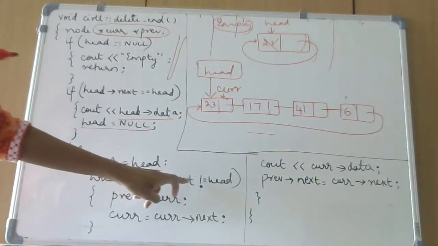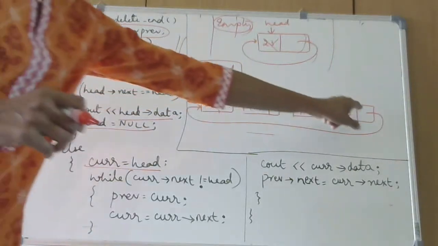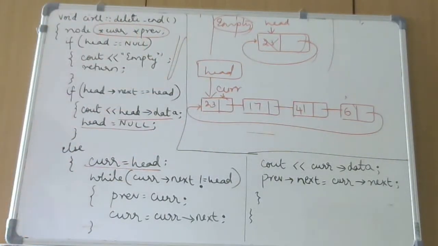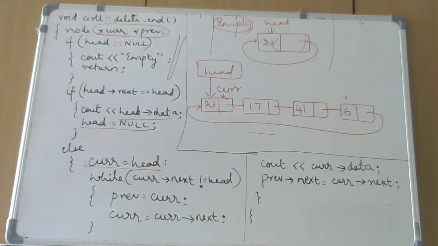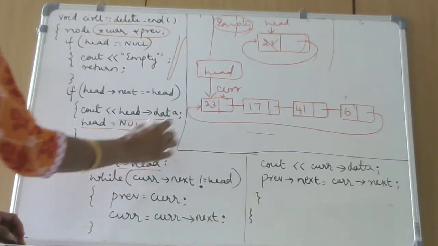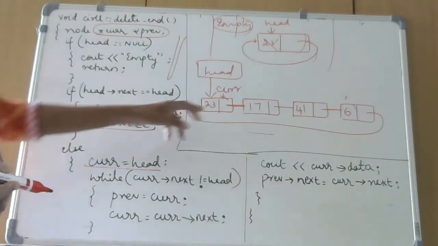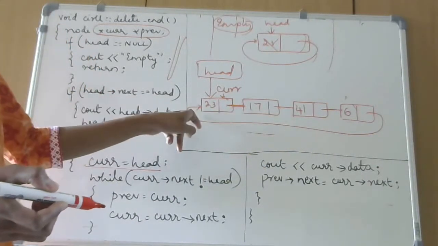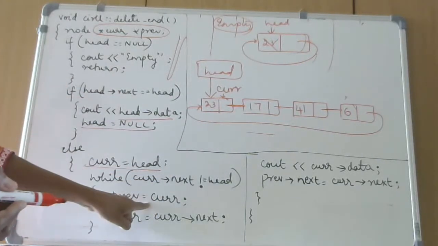I go on checking if current of next is not equal to head, because the last node will always point back to the head node, that we already know. So while current of next is not equal to head, what am I going to do? This is current because we have initialized current is equal to head. While current of next is not equal to head, current of next, this one, is it pointing back to head? No, it is pointing to 17. So this condition is true.